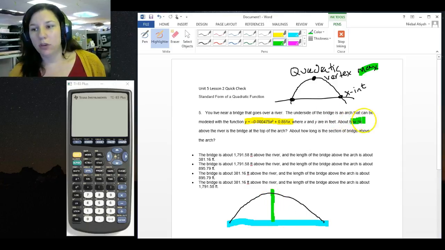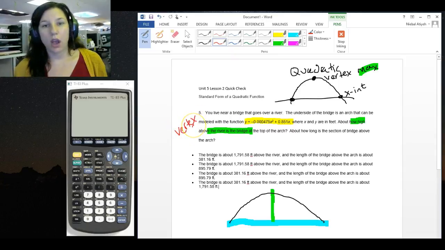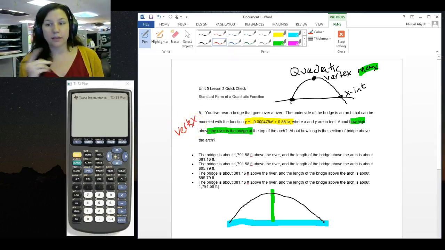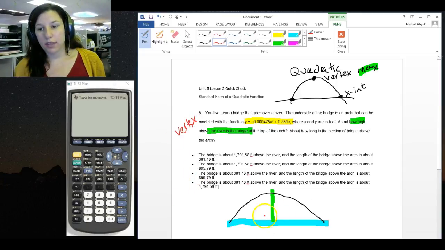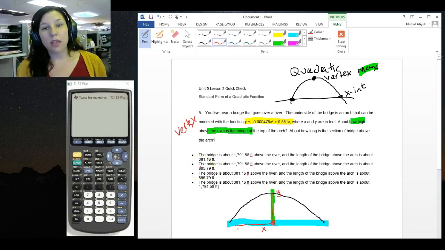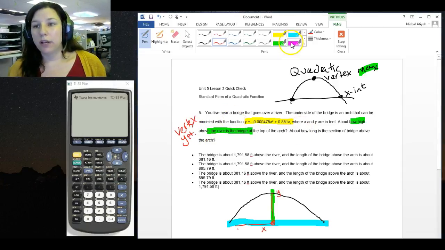So when they ask you how high above the river is the bridge, what they're really asking you to find is your vertex. Our vertex has 2 points, an x and a y. The x would give me this distance and the y is that height. So I'm looking for the vertex, and more specifically I'm looking for just the y point of the vertex. Okay, let's get to our next question.